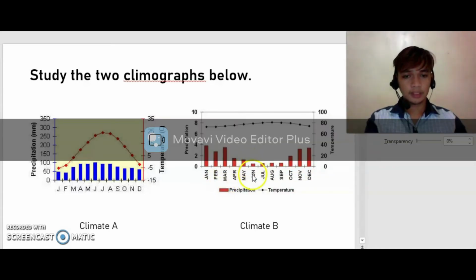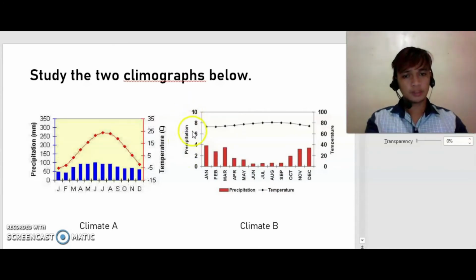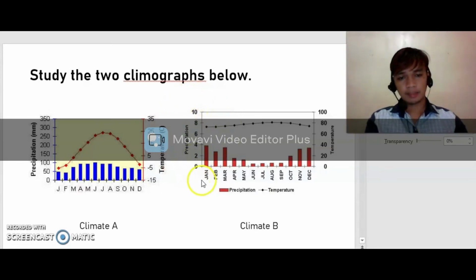And pagdating naman sa June, July, August, sobrang baba na ng kanilang amount of rainfall. They did not include the unit in the precipitation, pero siguro dahil maliliit na numbers ito, baka malaking unit of measurement ang ginamit nila dito, no?